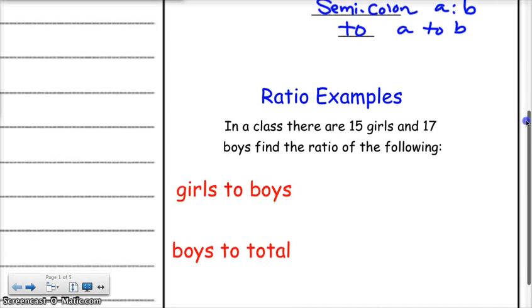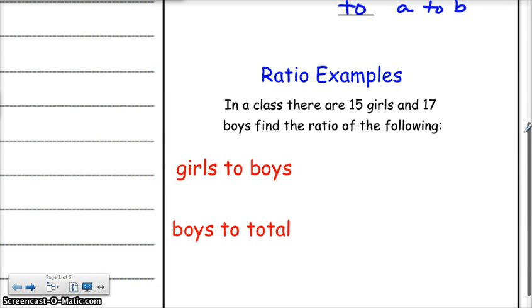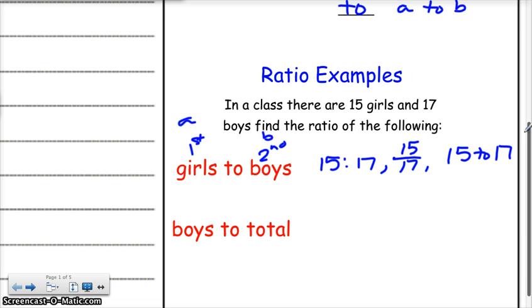In a class there are 15 girls and 17 boys. Find the ratio of the following, girls to boys. Whatever they ask you for first is always the first part, the top part of the fraction and the left of the semicolon. So how many girls are there? 15 is to 17. 15 over 17 or 15 to 17. All of them are equivalent. You pick your favorite way to write it. I usually write it with the semicolon.